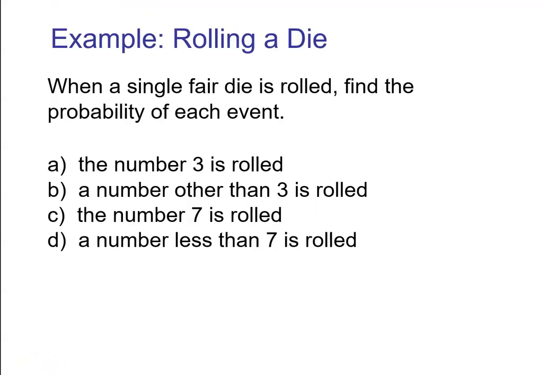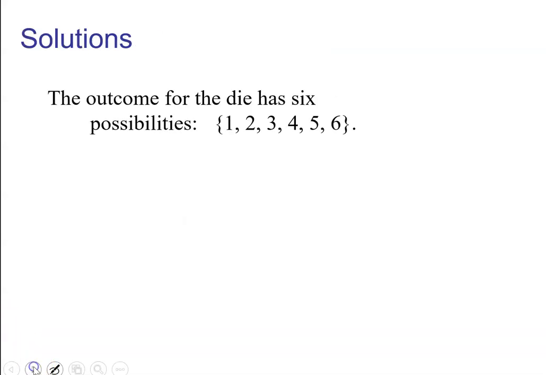All right, what about rolling some die here? When a single fair die is rolled, find the probability that each of these events occurs. First one, the probability a 3 is rolled. B, a number other than 3 is rolled. C, the number 7 is rolled. And D, a number less than 7 is rolled.